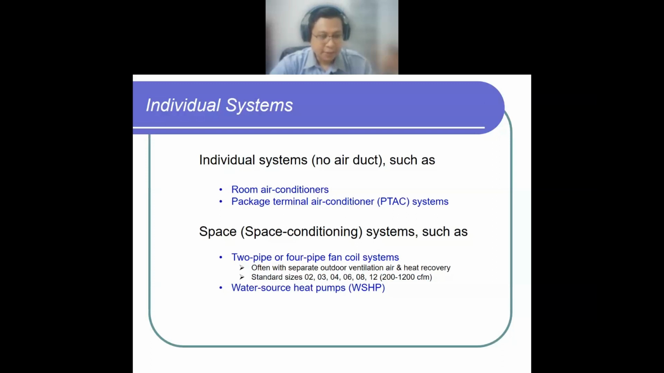So when you try to select the classification of HVAC, make sure what you serve is enough. In the previous class, we already discussed how to serve human comfort. Then, if you know the human comfort can be satisfied, you can select the type of HVAC system.